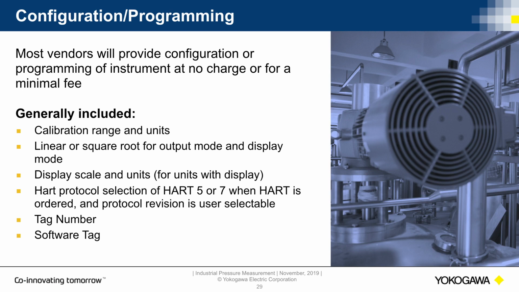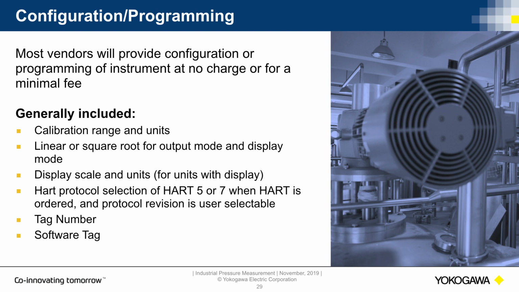The output, so whether it's linear or square root, so we'll talk a little bit later about differential pressure flow, but typically you want to square root that output for that. So sometimes that can be done in your control system, or you can do it at the transmitter as well. But also if you want to have flow units on your display, you want to square root that, and that might be independent of your output depending on where you square root, either the DCS or the transmitter itself. Same thing with display scale and units.